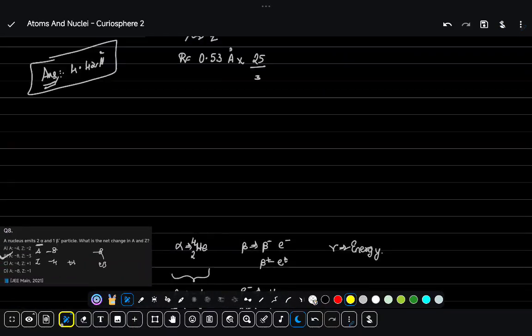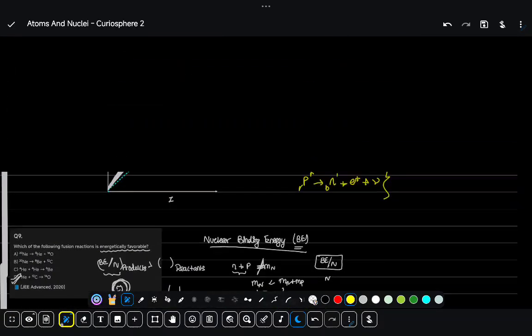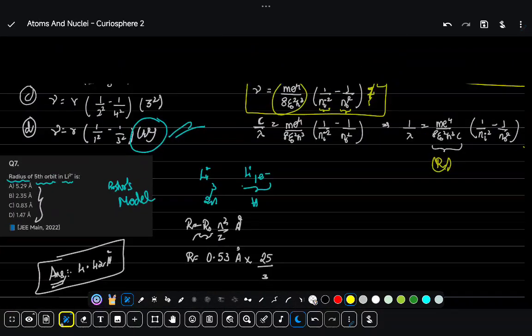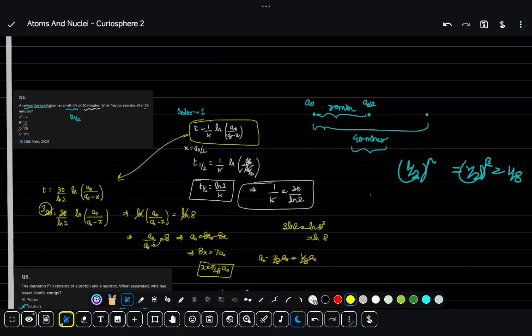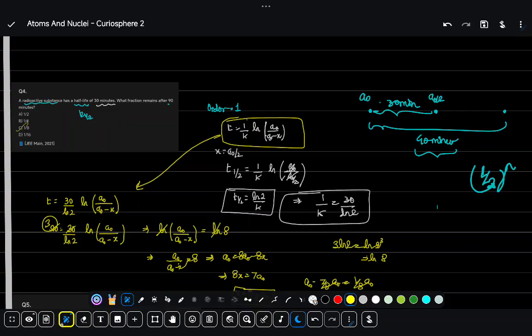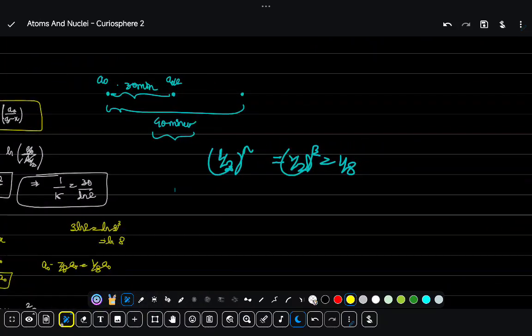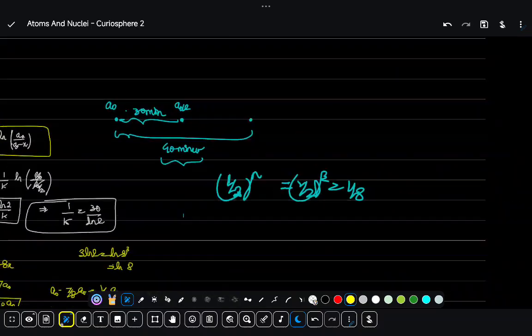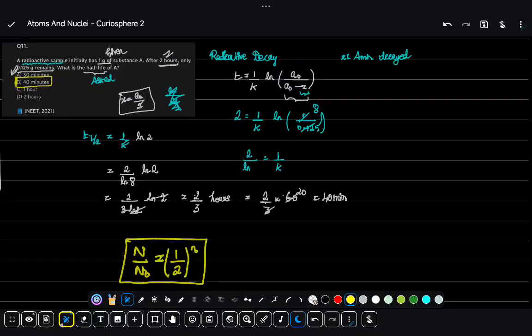Where is it? We saw a question, right? 30 minutes, 90 minutes, how many half-lives are there? I think it's 1 by 8, that question. See, the question: a radioactive substance has a half-life of 30 minutes. What fraction remains after 90 minutes? We have to find the total number of half-lives in the reaction, and 1 by 2 will be the fraction remaining. So how does 1 by 2 come? That's what we are going to see now. This is the formula.